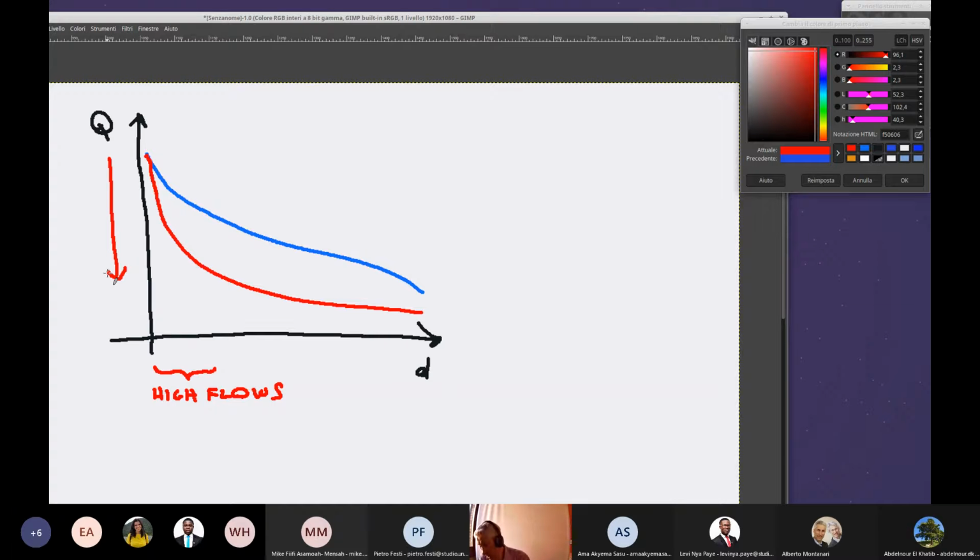Also, if you look at the shape of the flow duration curve, you may, let me change the color again, and let's get another color like this one.